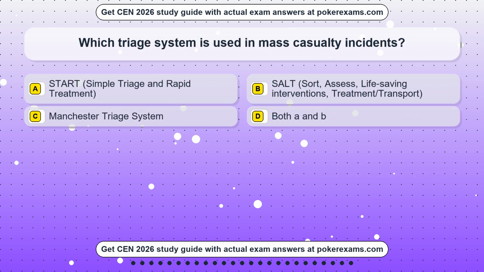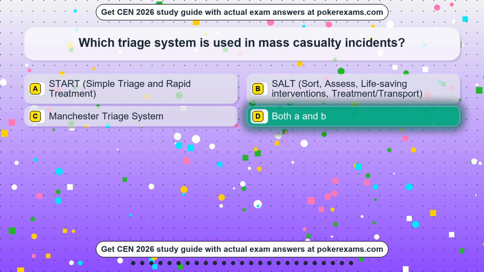Question 6. Which triage system is used in mass casualty incidents? Option A, START, simple triage and rapid treatment. Option B, SALT, sort, assess, life-saving interventions, treatment/transport. Option C, Manchester triage system. Option D, both A and B. The correct answer is option D, both A and B.